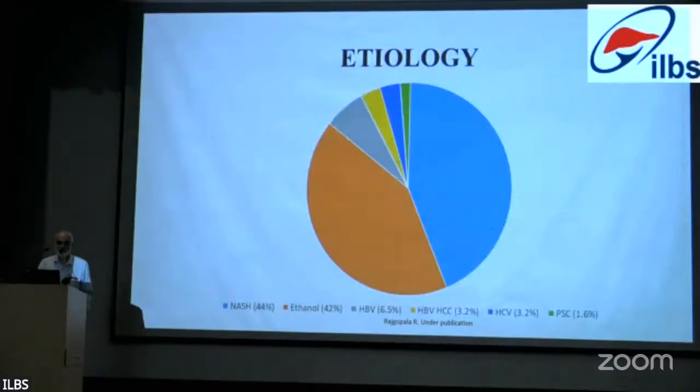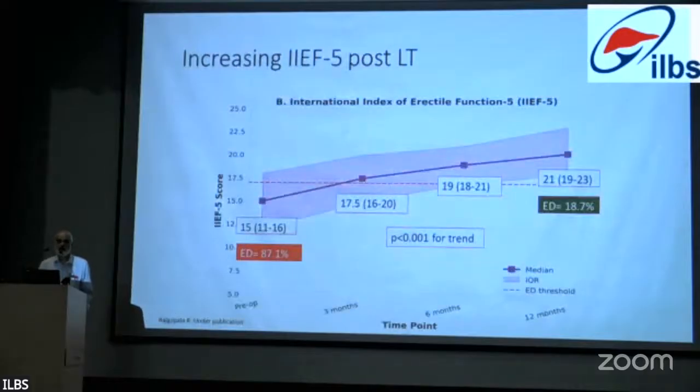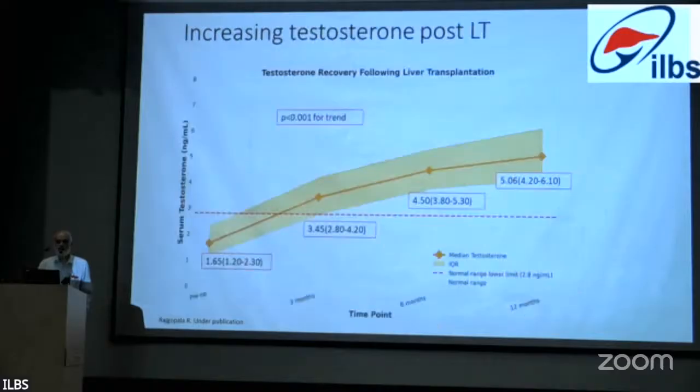Etiology, obviously NASH and ethanol, were the most common. Now, post-liver transplant, the SX score was declining, which means sexual function was improving. Similarly, IIEF scores were increasing, which again means sexual function was improving. The scores continued improving at 3 months, 6 months, and 12 months. Similarly, testosterone levels post-liver transplant were also increasing from pre-op to 3, 6, and 12 months.